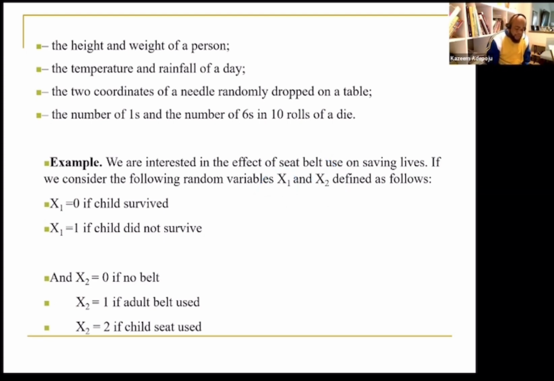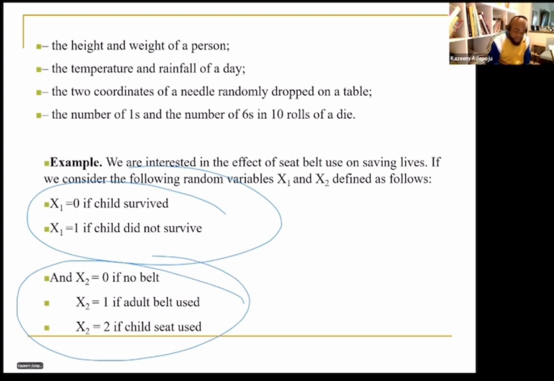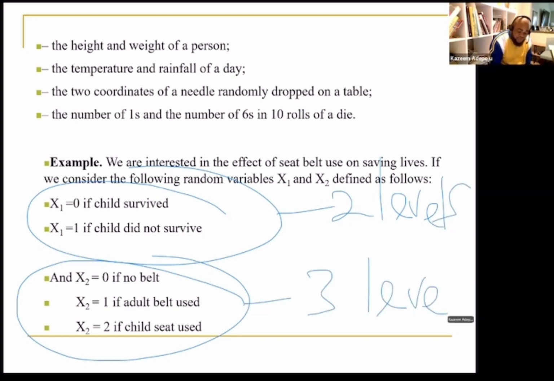The first one has levels. The number of levels here is 2. I'm still talking about x1. x1 equals 0 if a child survived, and x1 equals 1 if the child did not survive. Then what is x2? x2 has 3 levels. Here, this is 2 levels. This is 3 levels. It doesn't really matter. You can have more than one variable, and each of these variables may have different levels. They could have the same levels, but they can also have different levels.